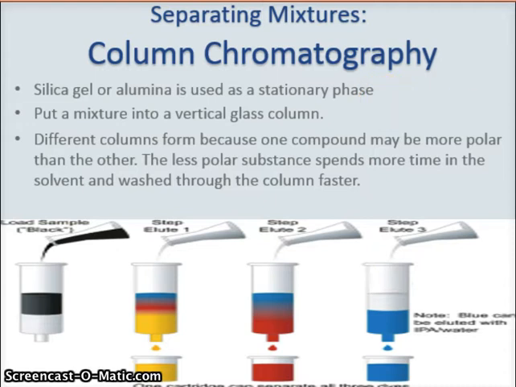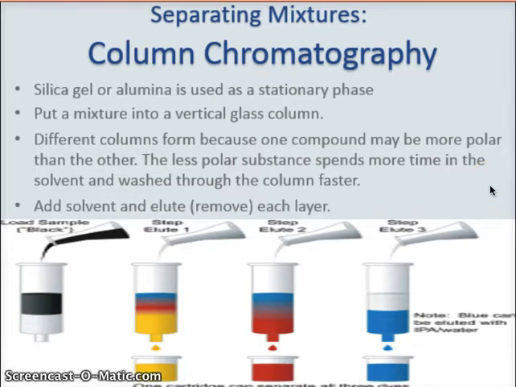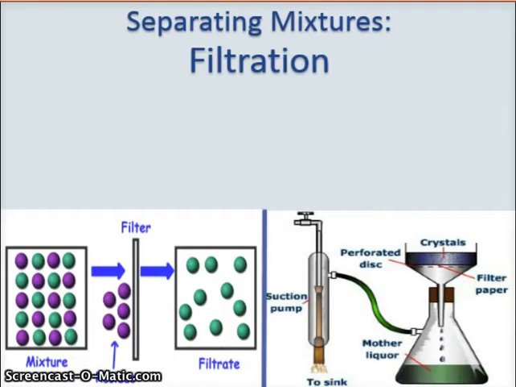Okay, so two techniques: paper chromatography, separation of spots, dyes, drugs. Column chromatography is the separation of liquids on a large scale. You add solvent and you elute each layer that's separated because of the silica gel or alumina. The third technique I want to talk about is called filtration.